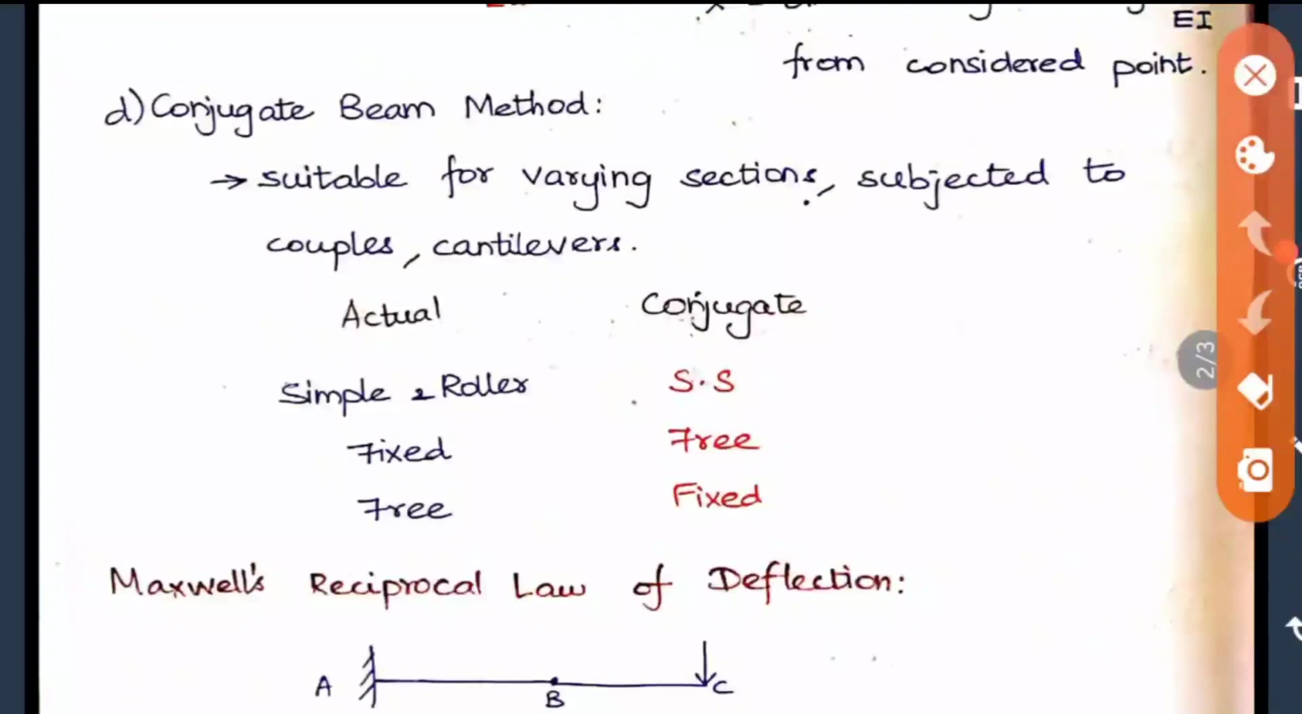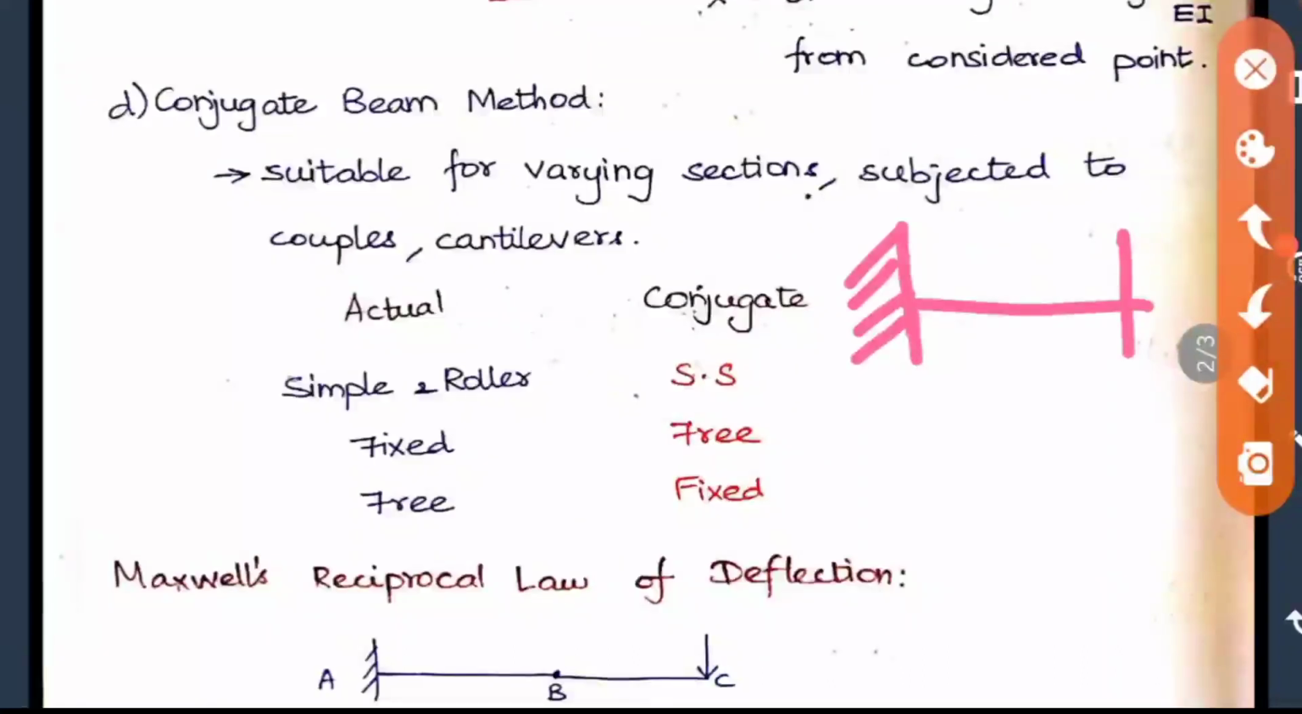And the fourth method is the conjugate beam method. This is suitable for any section subjected to couples, and cantilevers also it is suited. Here what we will be doing is the given beam will be considered as a conjugate beam, and then we will be finding the theta value and deflection value. Normally, if a cantilever beam is given, we will be converting the fixed support to a free end and the free end to a fixed support.